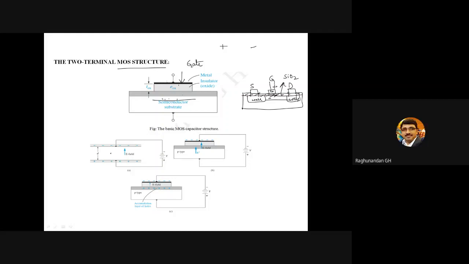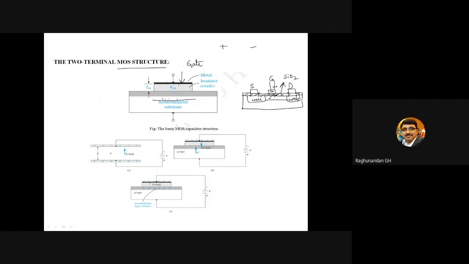If it is same, does it conduct? No, sir. It should be different. It should be different for it to conduct. Then it will get attracted to the gate. Correct. Only then it can get conducted. Yes, very good. So it should be opposite.